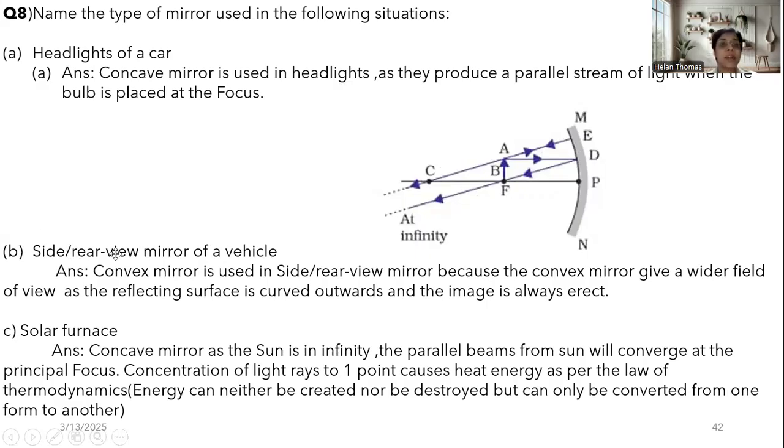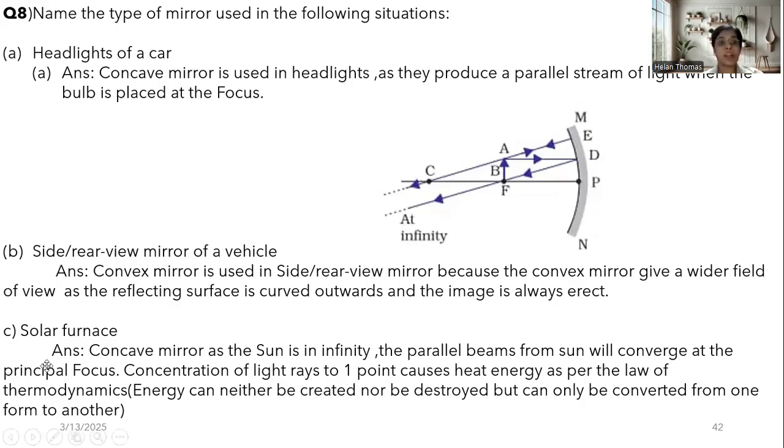And next question, side or rear view mirror of a vehicle. What is the purpose there? You want a wider field of vision, and also you want an erect image. So which mirror are you going to use? The mirror which will give you a wider field of vision is the convex mirror, and you need the image to be erect. The erect image and wider field of vision can be given only by a convex mirror. You can use a plane mirror, but a plane mirror will not give you a wider field of vision. You will get only an erect image there.